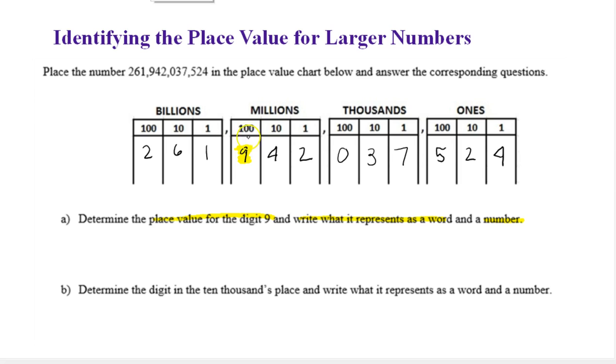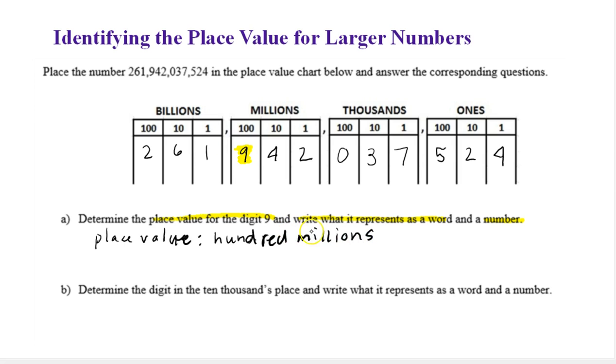So you need to note whether it's in hundreds, tens, or ones. Here, the first example we looked at was only here. Now we also have to look at whether it's thousands, millions, billions, and these can actually go on forever with all sorts of names. So the place value for the digit 9 is the 100 millions.